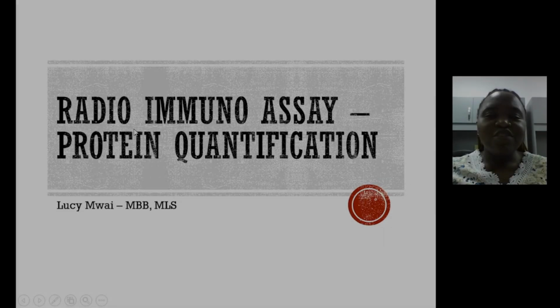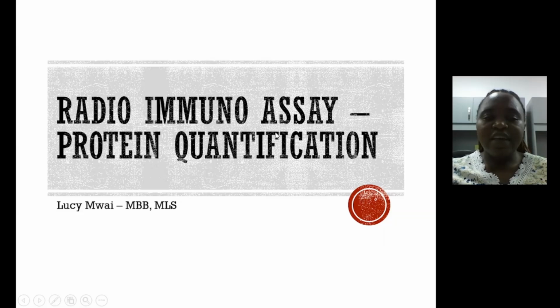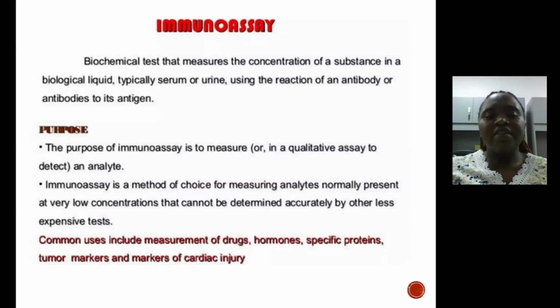Welcome to this lesson on radioimmunoassays. It's a protein quantification technique, and radioimmunoassay is based on the basic immunoassays, which are biochemical tests that we use to determine the concentration of substances in a fluid like serum and urine using the antibody-antigen reaction principle.